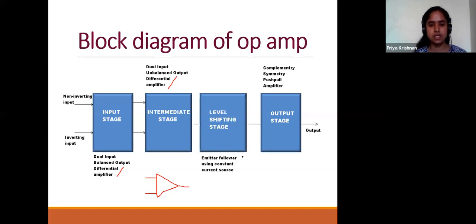The next stage is the level shifting stage, which is nothing but the emitter follower. And the last stage is the output amplifier stage, which is a push pull amplifier. So that is the internal block diagram of the op amp.